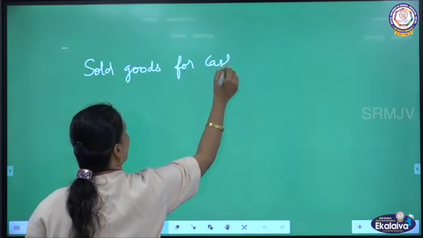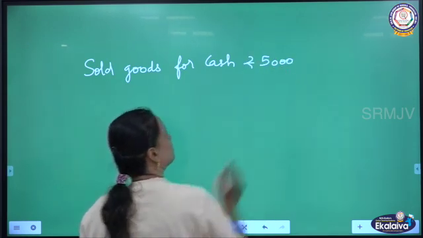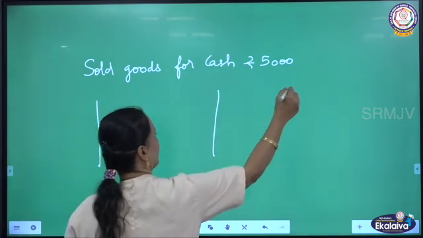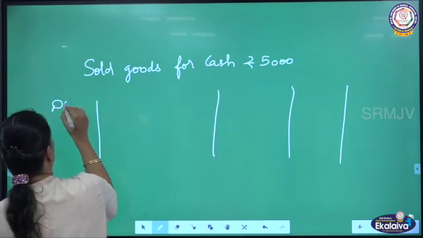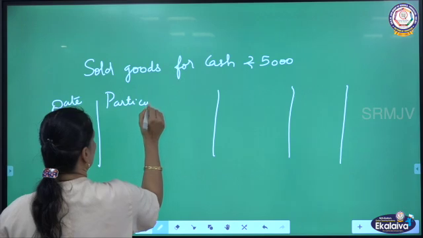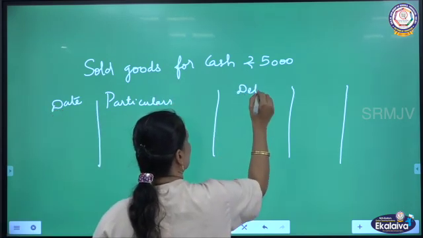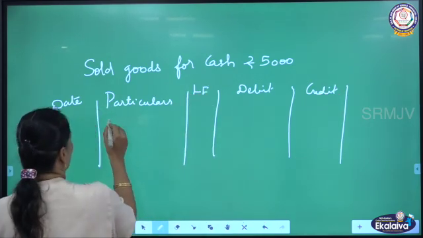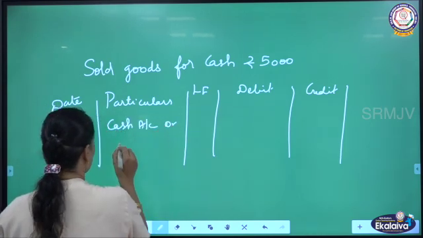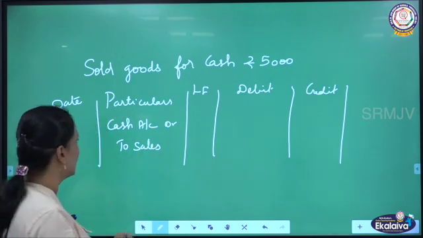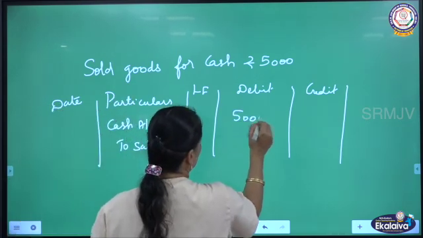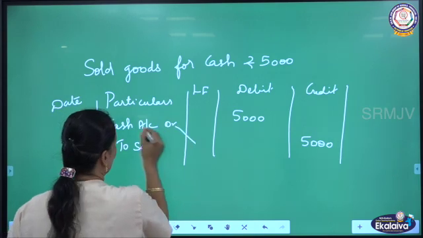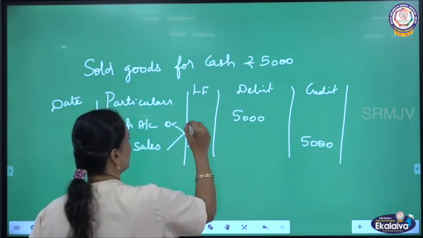Sold goods for cash, rupees 5,000. Okay, sold goods for cash. So what is the journal for this? See, cash account debtor to sales account. This is the journal for this transaction. So 5,000 and then 5,000, isn't it? So what should I do? Simply you can put like this. It should go to credit side and sales should go to debit side.